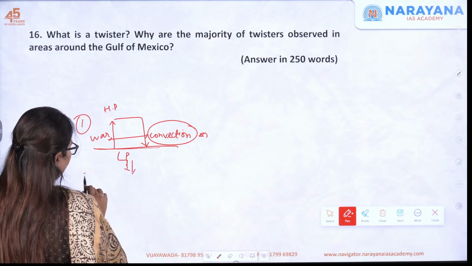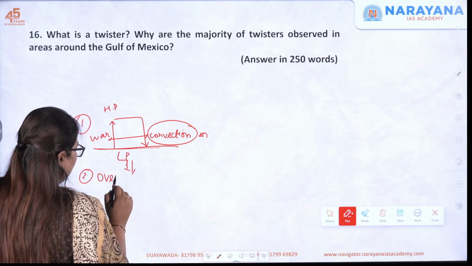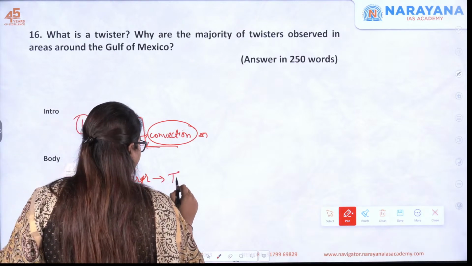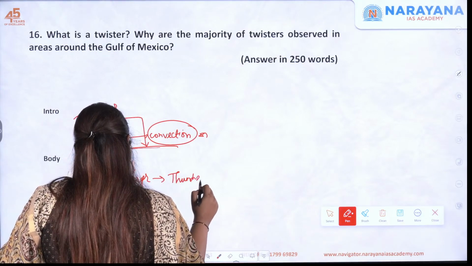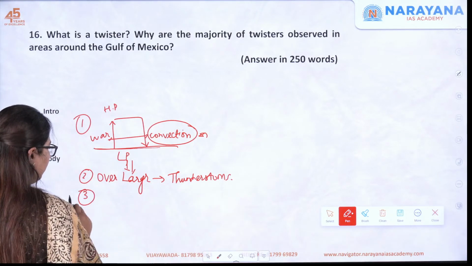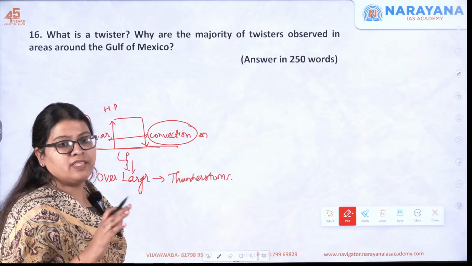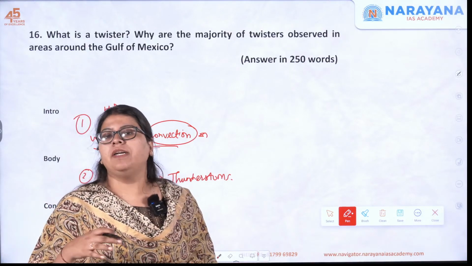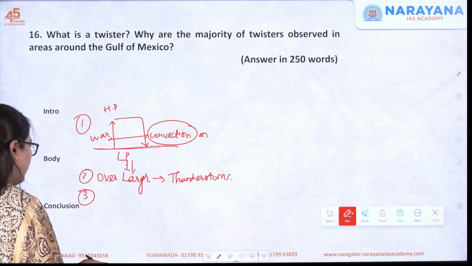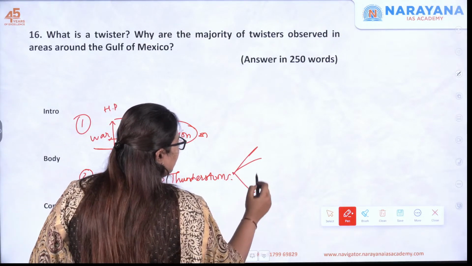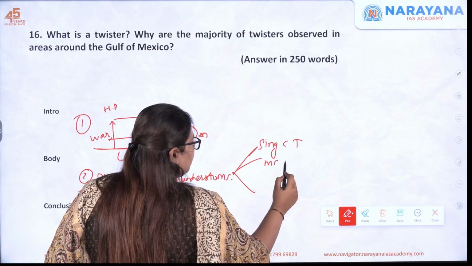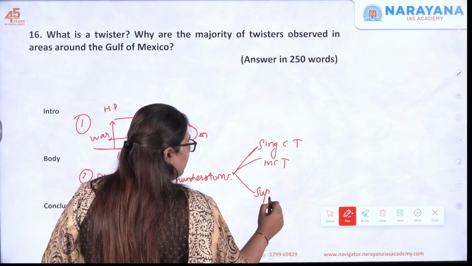This is the second step, over a larger area, that results in thunderstorms. So thunderstorms here can be of three types, okay? They can be a single cell thunderstorm, a multi-cell thunderstorm, or a supercell thunderstorm, okay? So this can be of three types, that is single cell thunderstorm, multi-cell thunderstorm, and supercell thunderstorm.